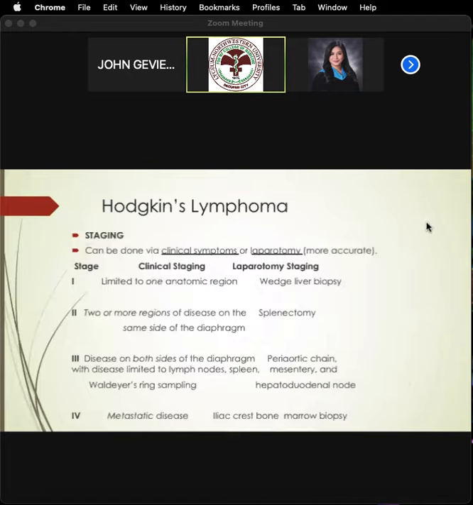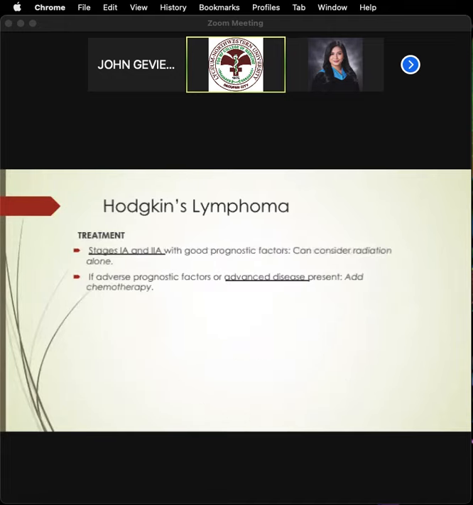Staging in Hodgkin's lymphoma can be done clinically or by laparotomy, which is more accurate. The reason for staging is that the lesion usually starts as a single focus and spreads along adjacent lymphatic channels. Prognosis is directly related to clinical stage, so therapy is dependent on the stage. That's the key there. Clinical staging by laboratory values and radiographic studies is inaccurate, so the more accurate one is laparotomy staging. Treatment for stages 1 and 2, we could consider radiation alone, but for advanced stages, you can add chemotherapy.